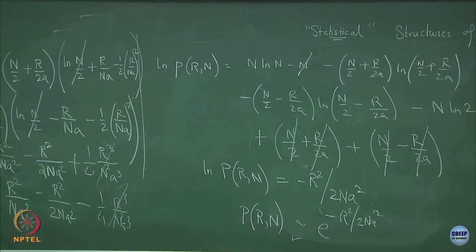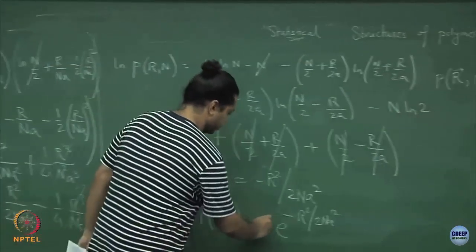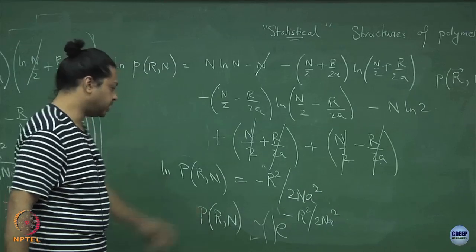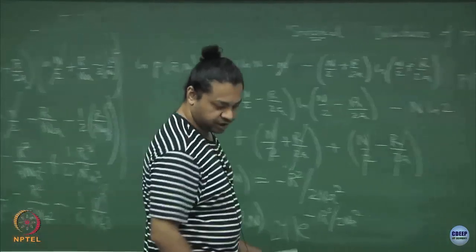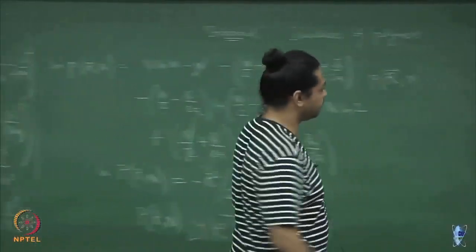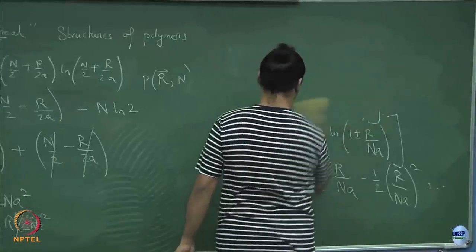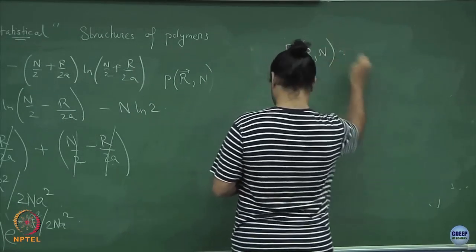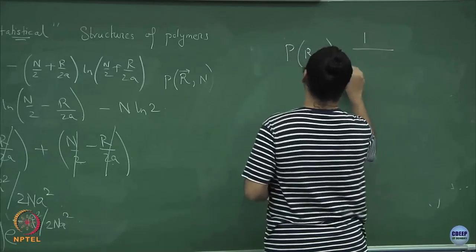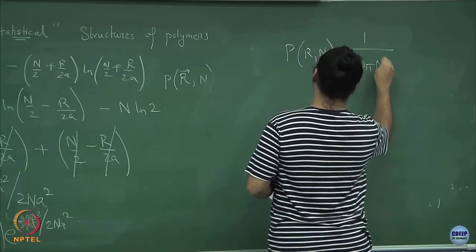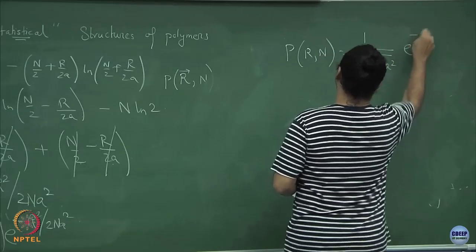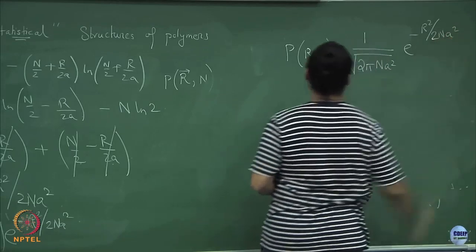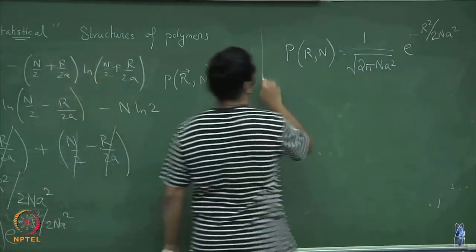And of course, you can work out what is this factor in front by just demanding normalization, that the probability must be normalized, and then you will get the full probability distribution p r of n for this one dimensional polymer. So, you will get that p of r comma n is 1 by square root 2 pi n a square e to the power of minus r square by 2 n a square.